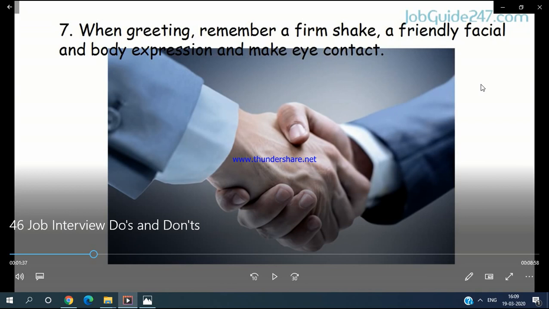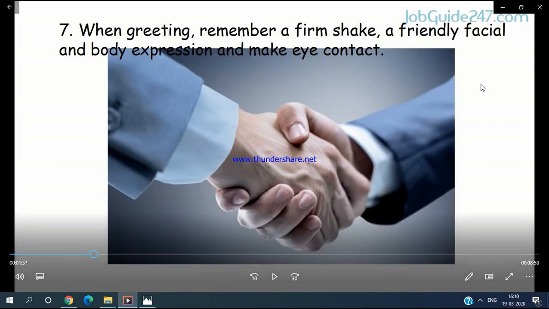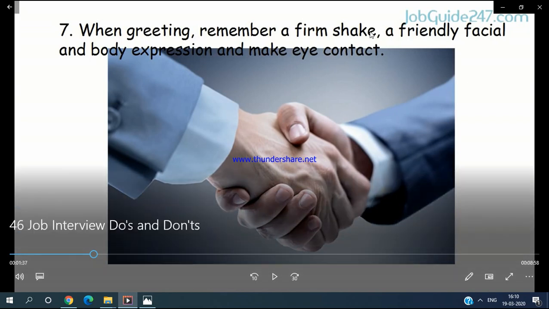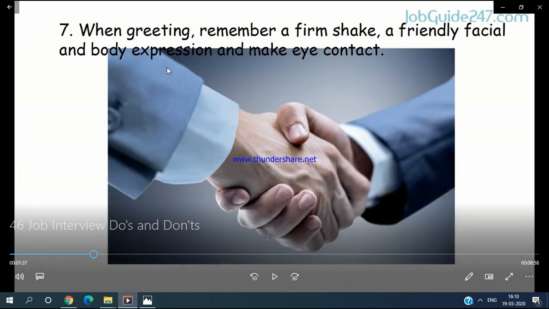Very good. So number 7 is when you greet, means good afternoon, good morning, or maybe hello. So hello also you can say, that is not a problem. So when you say good morning, good afternoon, or hello, remember a firm handshake, like जब हम हाथ मिलाते हैं, handshake करते हैं, and a friendly facial and body expression. So जब हम हाथ मिलाएंगे एक दूसरे से, like handshake करेंगे हम office में, so you should know your correct friendly facial expressions and your body language.